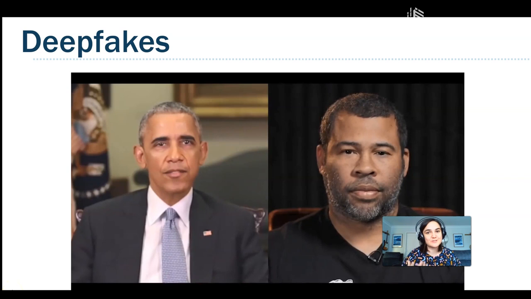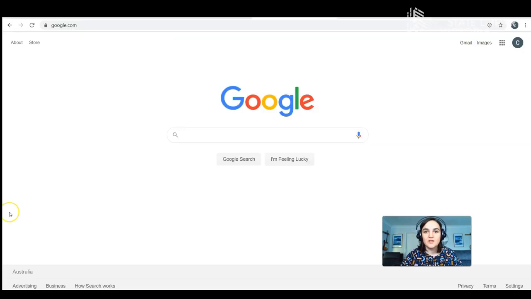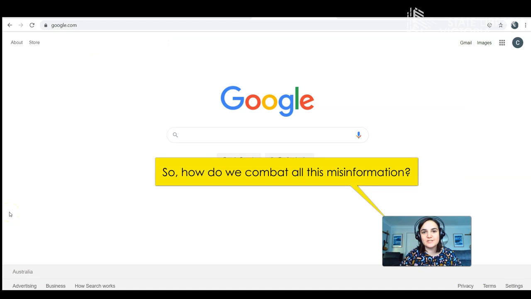So were you able to spot from the beginning that it wasn't really Barack Obama talking? It was actually the actor Jordan Peele. It's pretty tricky to tell, and there's lots of these types of deep fakes out there, so we have to be really careful that when we're listening to people speak, we think about our intuition. Would this be something that person would say, and check the sources? So how do we combat all this misinformation and disinformation that's flying around everywhere on the internet?